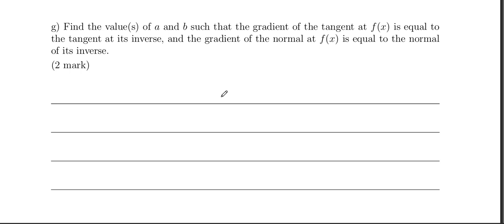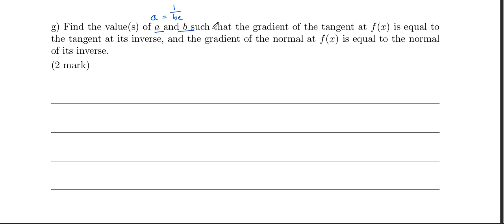All right, find the value of a and b such that the gradient of the tangent at f of x is equal to the tangent at its inverse. Okay. So with this question, I think they made a mistake. Not too sure though, because essentially, as we found out, if a is equal to 1 over be, then the gradient of their tangents are the same, namely a gradient of 1.